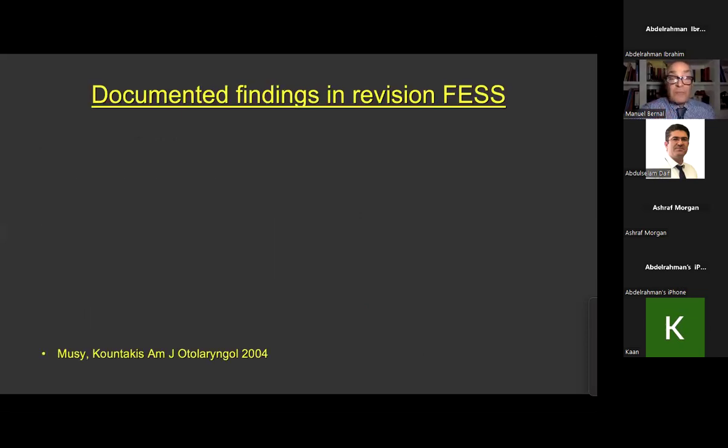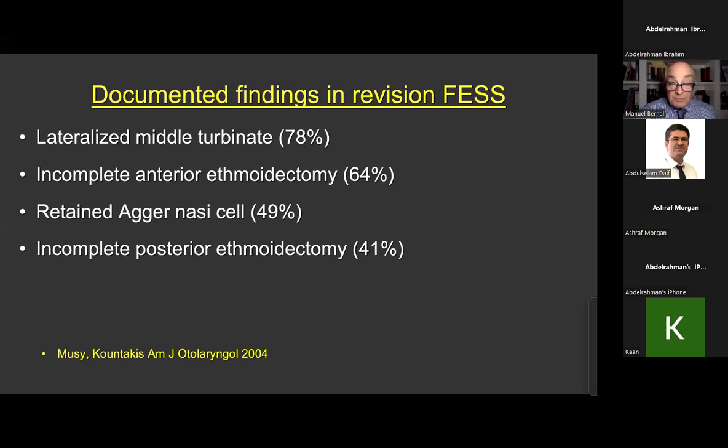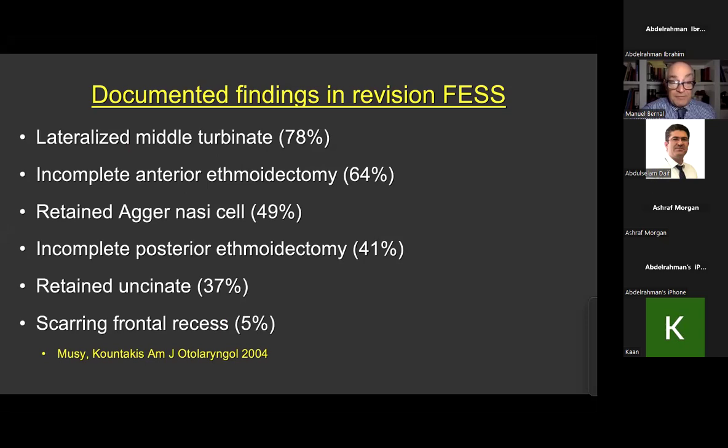Now, which are the documented findings once you start a revision FESS? First of all, lateralized middle turbinate. That's the most important and most frequent finding in revision FESS. Incomplete anterior ethmoidectomy, retained agger nasi cells, incomplete posterior ethmoidectomy, and retained uncinate. And this was published a couple of years ago, as well as scarring of the frontal recess. So expect this to be your real world if you start a revision FESS.